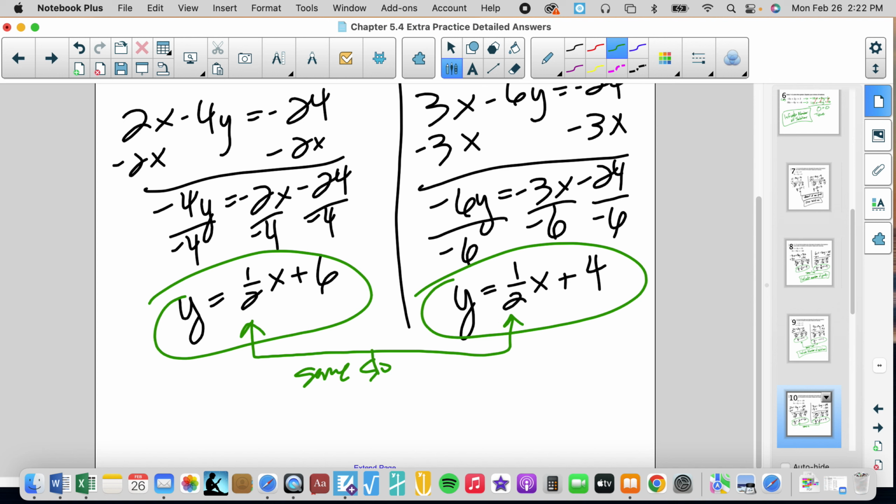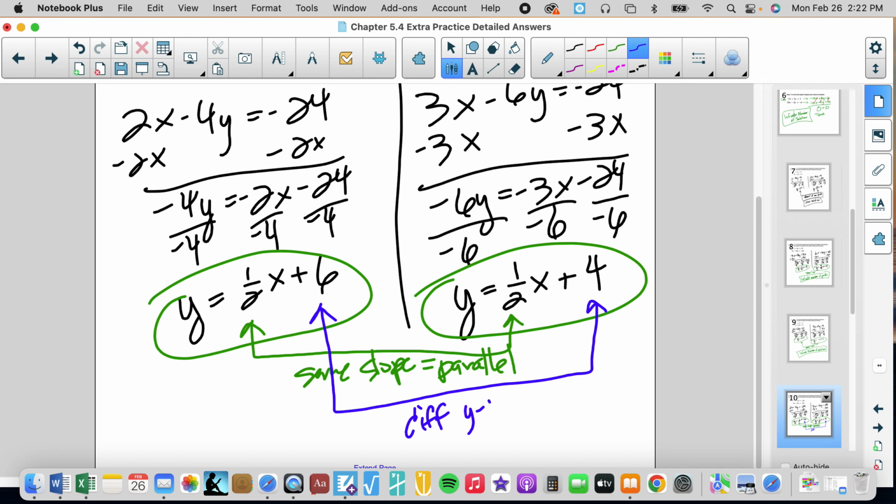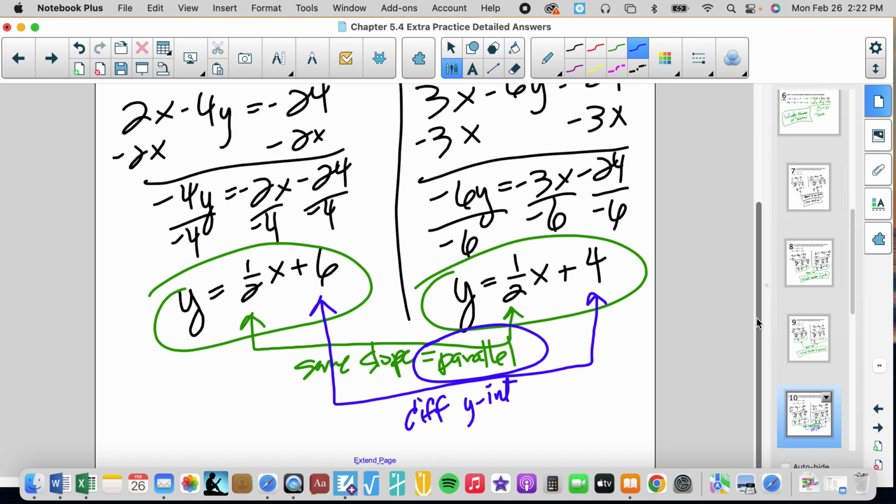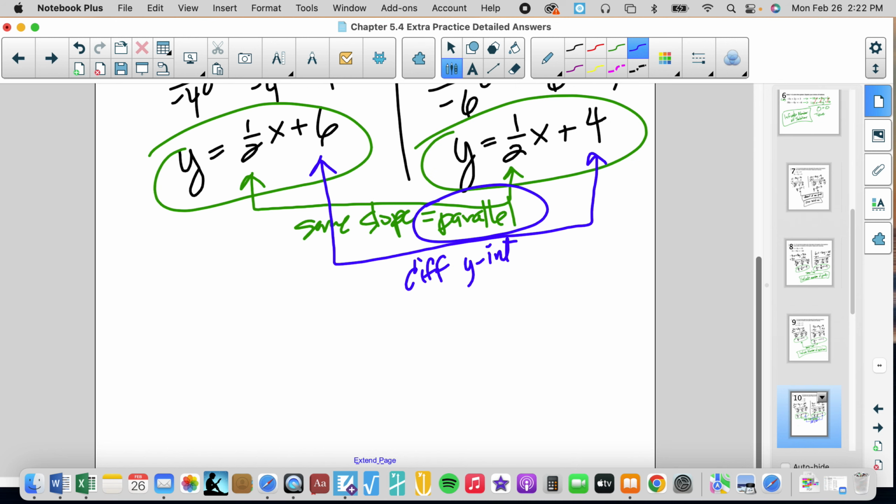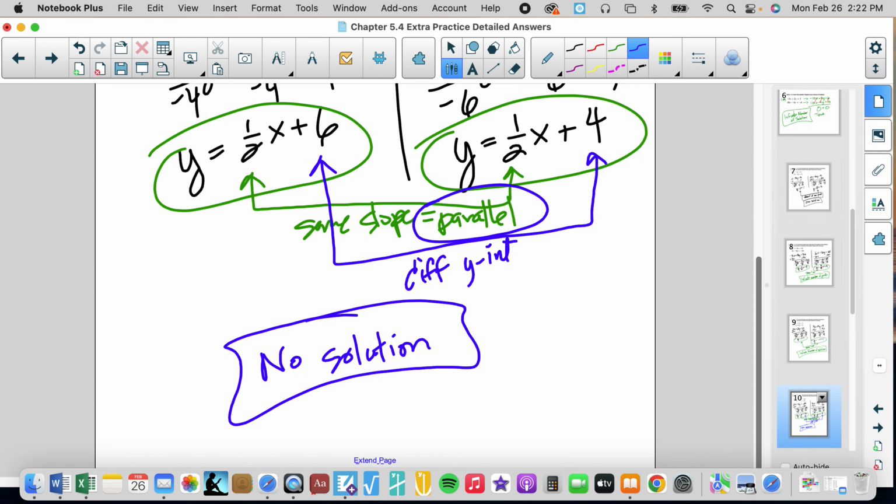Same slope. Same slope means that they are parallel, and they are not the same lines because they have different y-intercepts. Different y-intercepts means that they are parallel, not the same line. So there are no solutions. They won't ever intersect. No solution, no points in common.